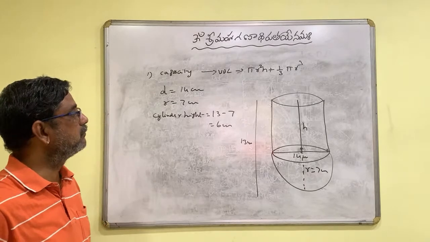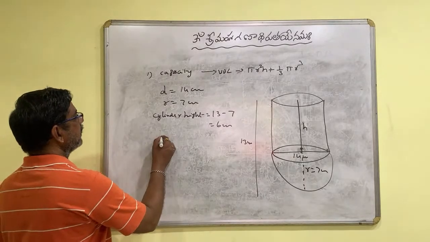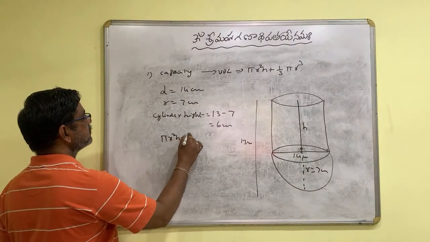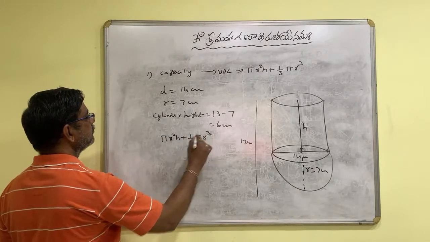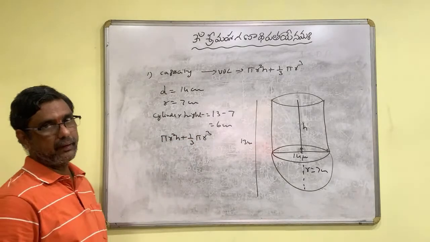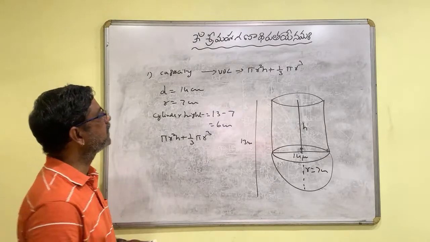Okay, see what I am doing here. I am writing the formula pi r square h plus 1/3 pi r cube. Sorry, for the hemisphere it is 2/3 pi r cube.